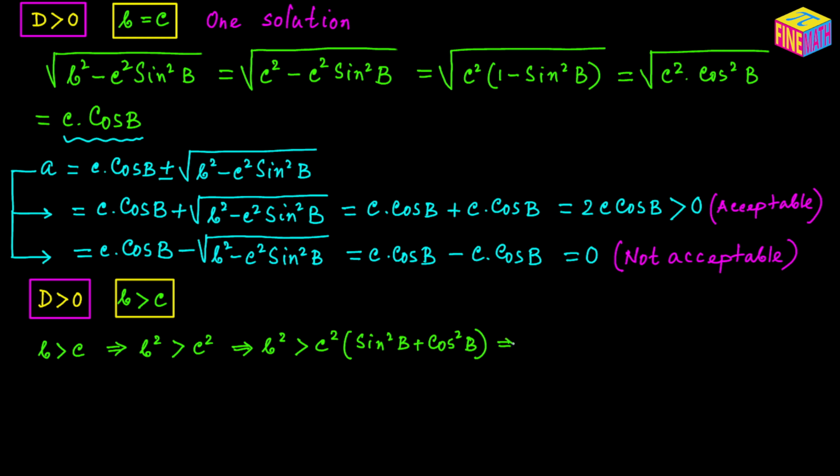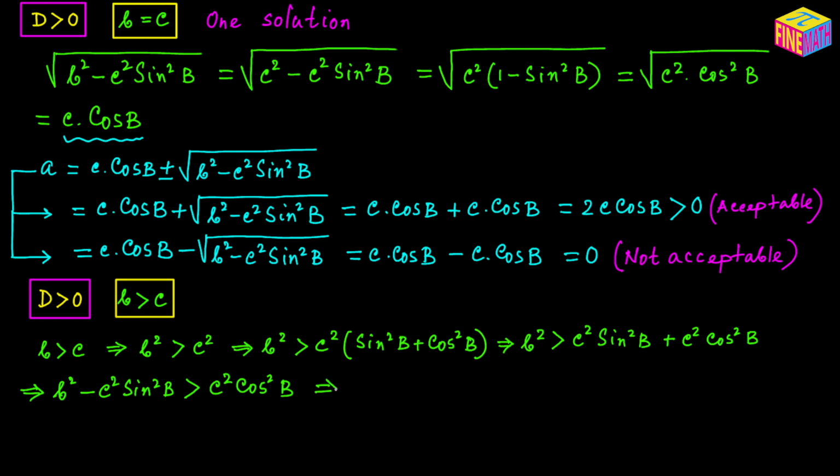And from here, can we then say that b squared is greater than c squared times sine squared of b plus c squared times cosine squared of b. And from here, if we bring c squared times sine squared of b to the left hand side, we are going to get b squared minus c squared times sine squared of b is greater than c squared times cosine squared of b, and if we take a square root on both sides, then we are going to get the square root of b squared minus c squared times sine squared of b greater than the square root of c squared times cosine squared of b, that can be written as c times cosine of b. So here the square root quantity is actually greater than c times cosine of b.